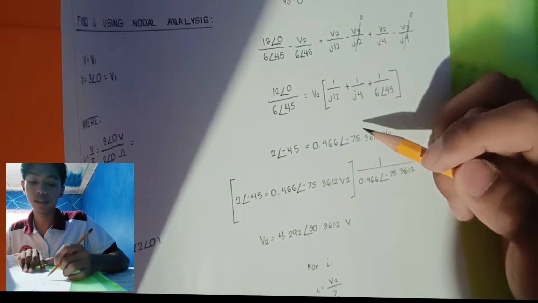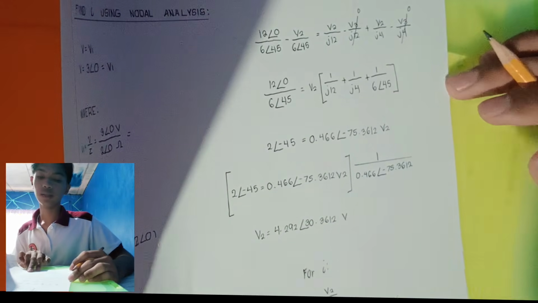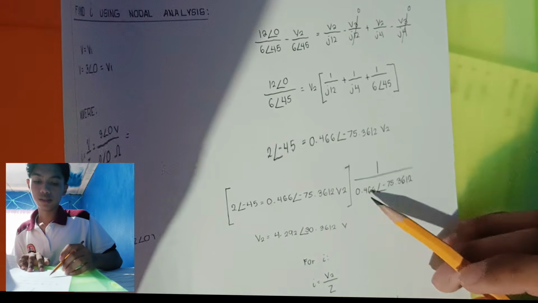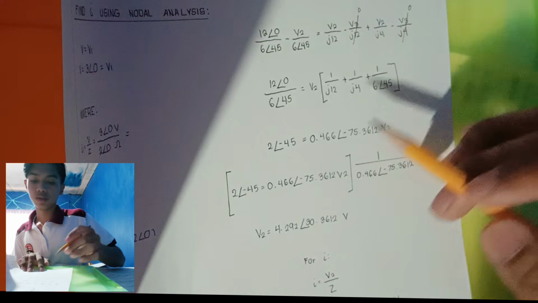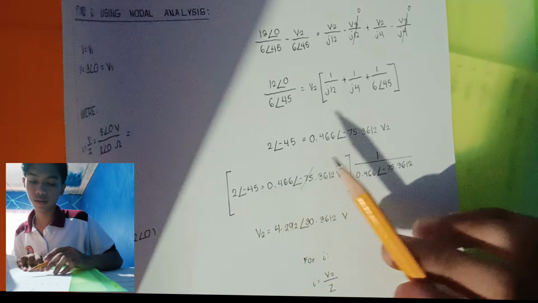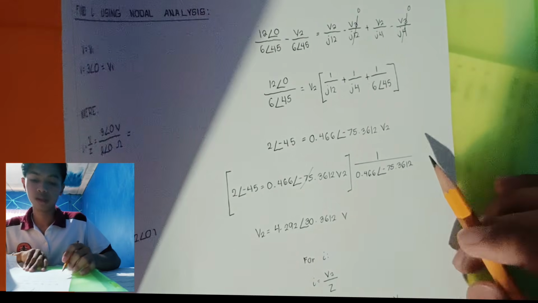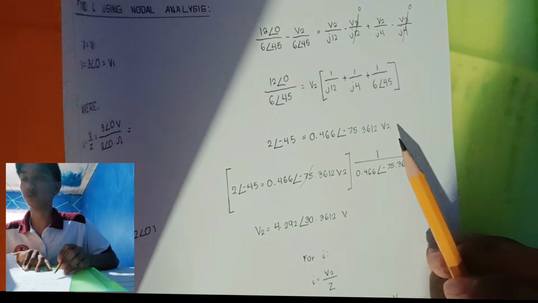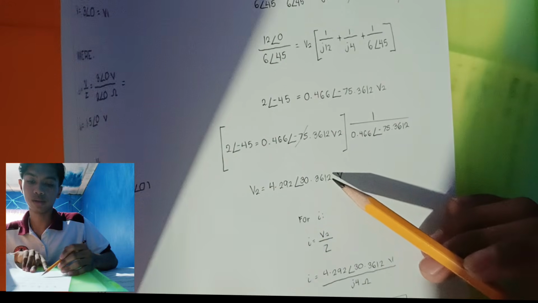So it is equivalent to 0.466 angle negative 75.3612 V2. By algebra, we divide both sides by 0.466 angle negative 75.3612. On this side we cancel this and divide 2 angle negative 45 over 0.466 angle negative 75.3612. By dividing this, we can now obtain the value for V2, which is 4.292 angle 30.3612.